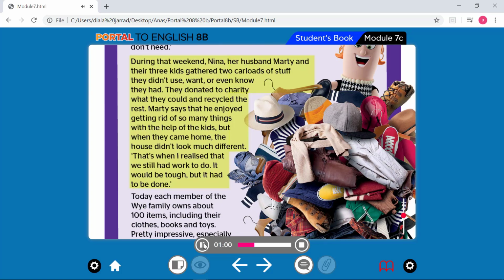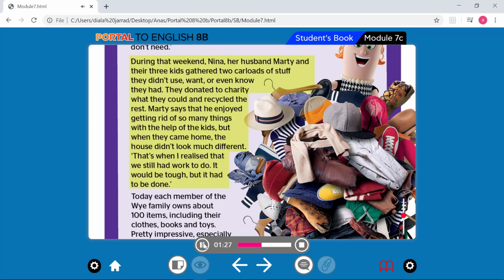During that weekend, Nina, her husband Marty, and their 3 kids gathered 2 carloads of stuff they didn't use, want, or even know they had. They donated to charity what they could and recycled the rest. Marty says that he enjoyed getting rid of so many things with the help of the kids, but when they came home, the house didn't look much different.